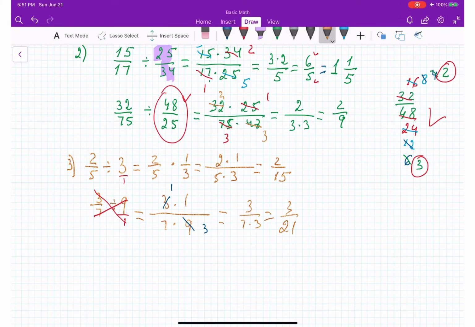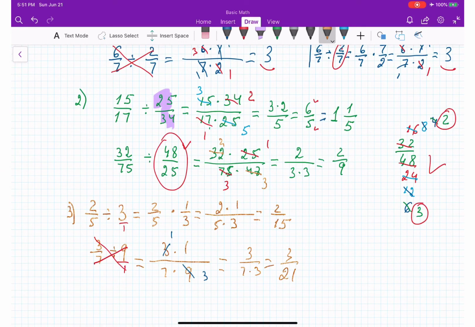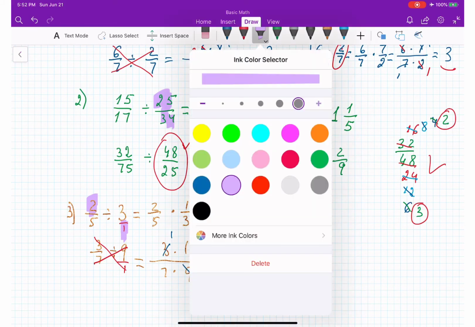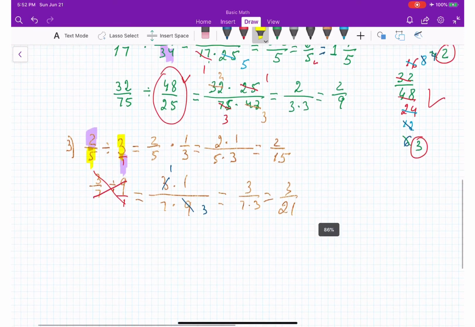So 2 methods in division. You either flip the second fraction and you do multiplication, or you just do cross multiplication, which means numerator of the first fraction multiplied by denominator of the second fraction, and then denominator of the first fraction multiplied by numerator of the second fraction. Either way. Moving on.